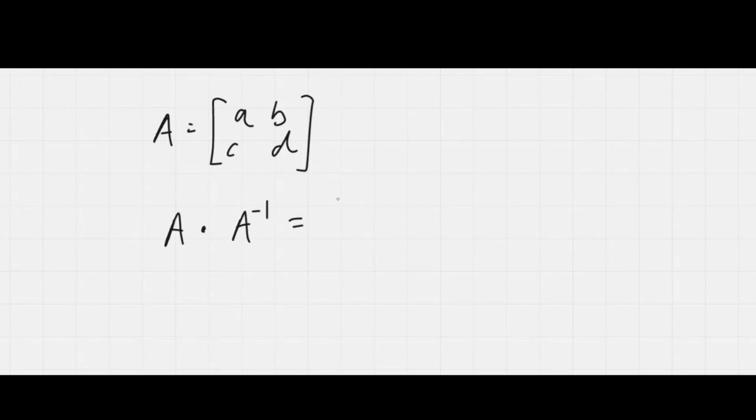Let's say we have a matrix A defined by a, b, c, d. This is a 2 by 2 matrix. Well, we might have the inverse of that matrix, such that when we have A times A inverse, that is going to be equivalent to 1, 0, 0, 1, like that. And we refer to this matrix over here as the identity matrix.